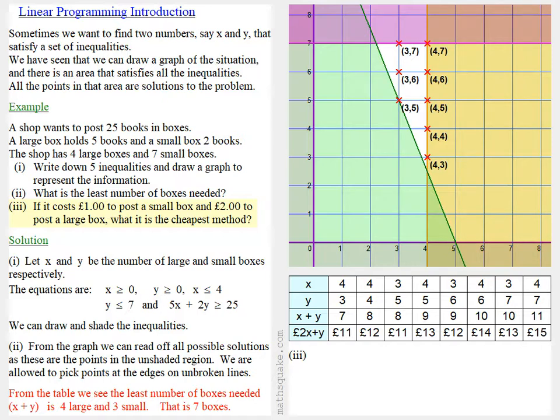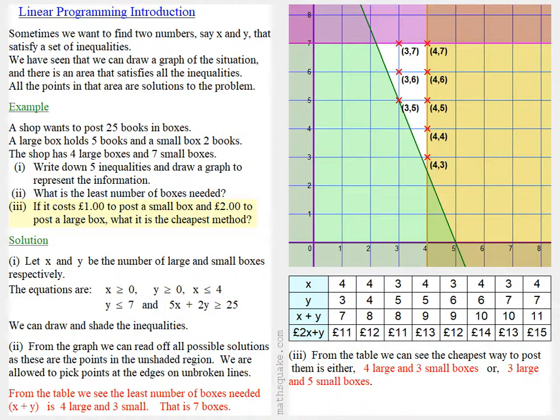And so we see from the table, the cheapest price that you can post them for is £11. Now that can be done two ways. It can be done as 4 large and 3 small boxes, or 3 large and 5 small boxes, but either method costs £11.